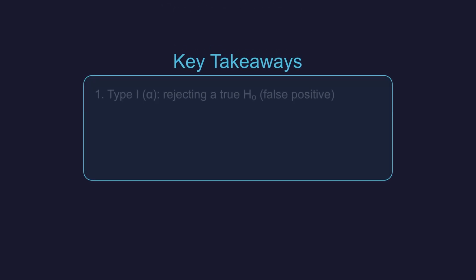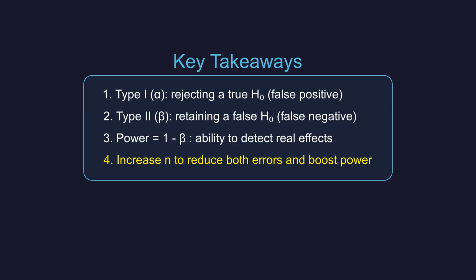To summarize, a Type 1 error alpha is rejecting a true null hypothesis, a false positive. A Type 2 error beta is retaining a false null hypothesis, a false negative. Power equals 1 minus beta and represents our ability to detect real effects. The best way to increase power and reduce errors is to increase the sample size. These concepts are essential for designing reliable studies.